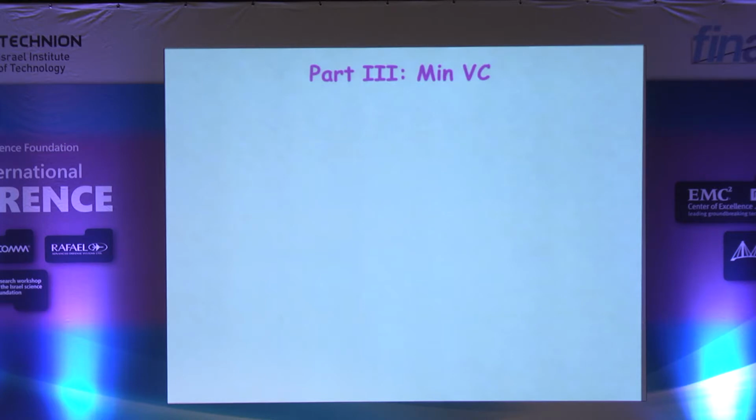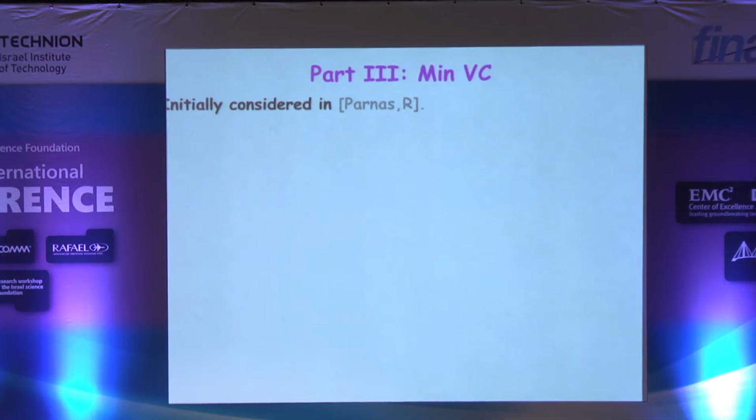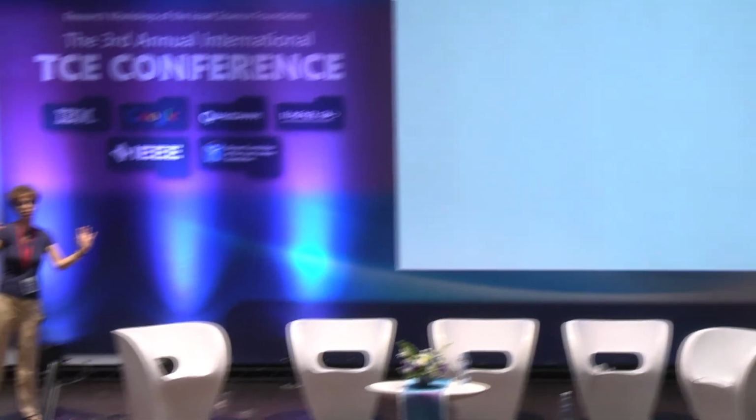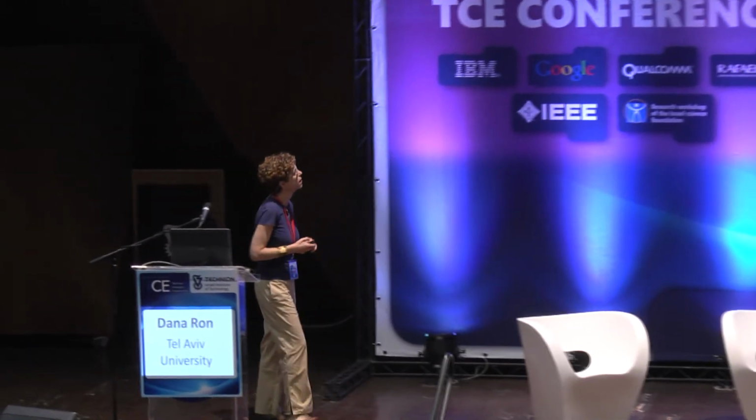So the third part is minimum vertex cover. Here this was initially considered in work with Michal Parnas. Again, we want a vertex cover: a set of vertices that touch all edges. So again, a very basic combinatorial optimization problem, and we want to understand, can we do it more efficiently just by sampling, but approximating. That is roughly the idea.